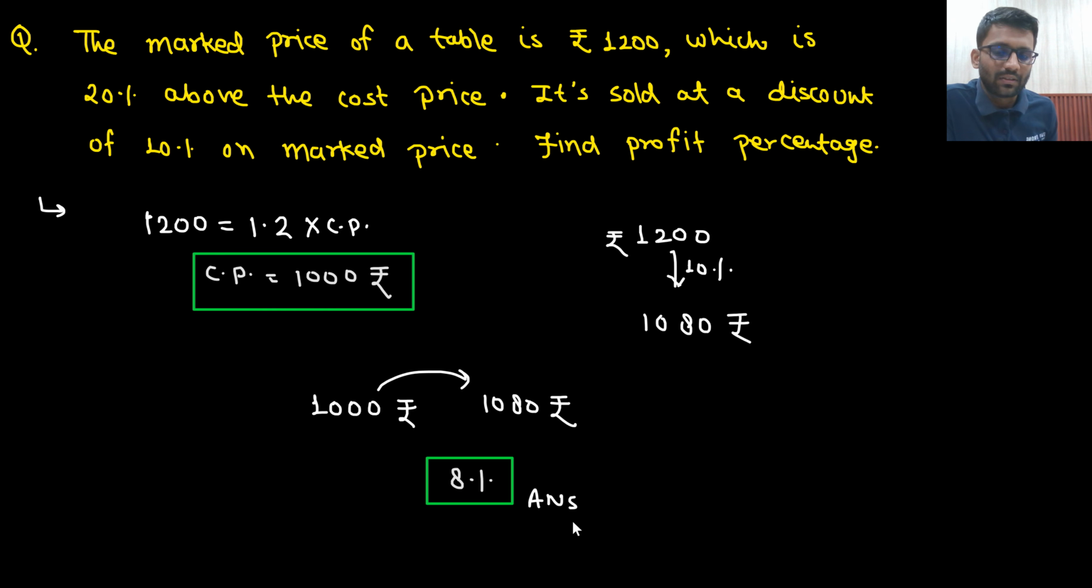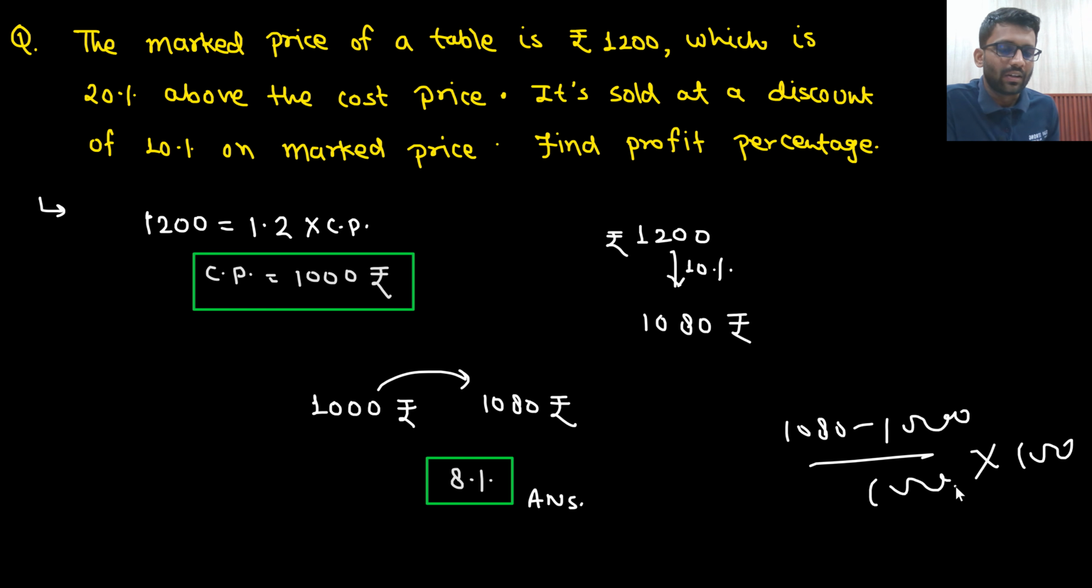That's it. So the answer is 80 rupees, 8%. Or you can calculate as well: 1080 minus 1000 divided by 1000 into 100. So this is 80 by 10, 8%.